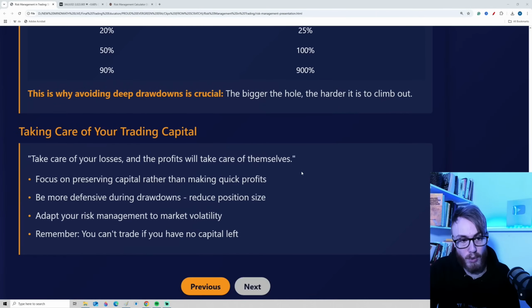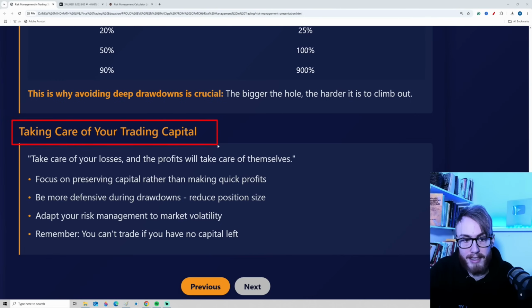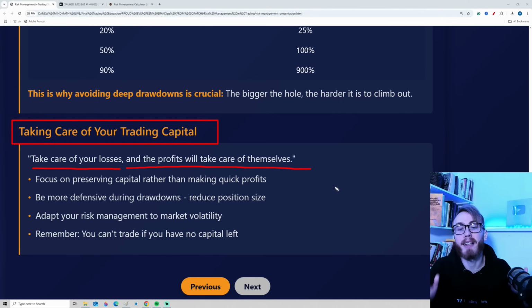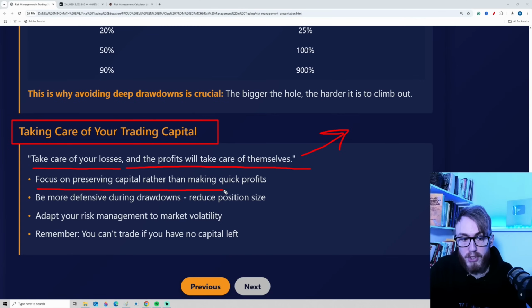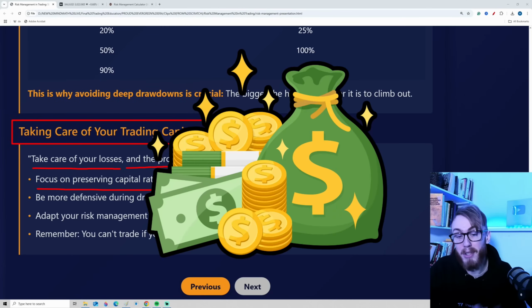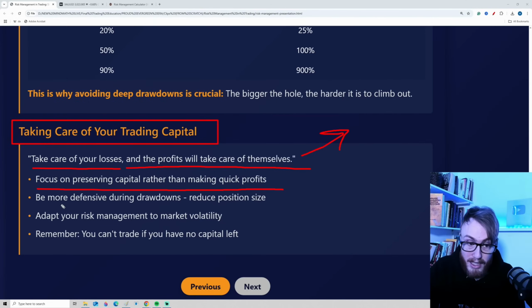That is so true. And last but not least, these are some memorable things to have in mind after this video. First of all, you want to take care of your losses, and the profits will take care of themselves. This is one of these classic quotes which does have a lot of truth to it. Another thing is you should focus on preserving capital rather than trying to make quick profits. Remember, trying to get rich quick is often a quick path to getting poor.